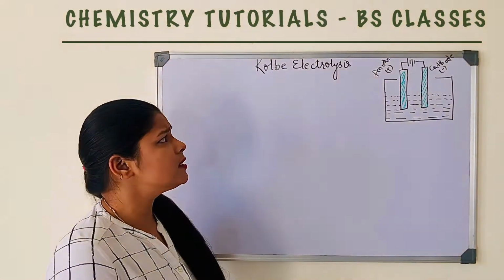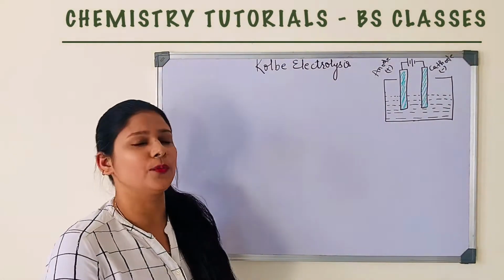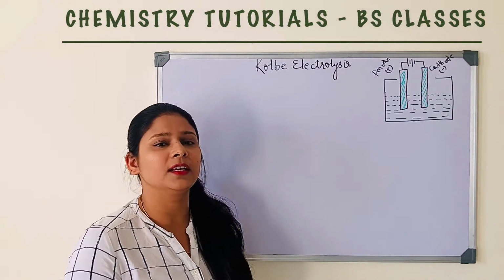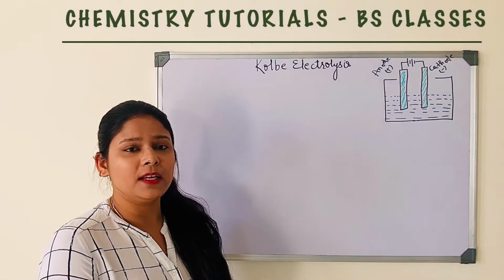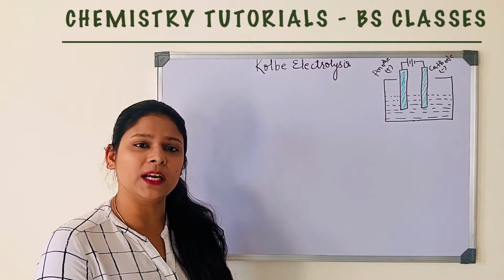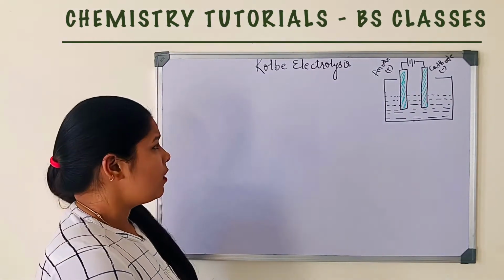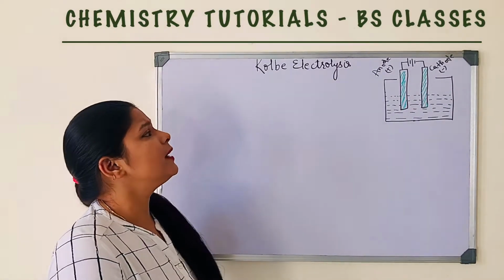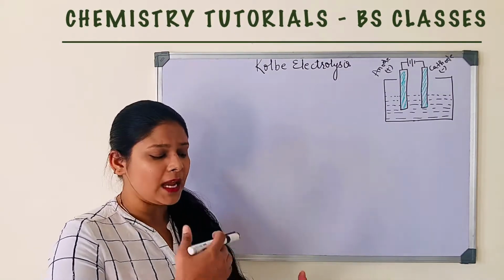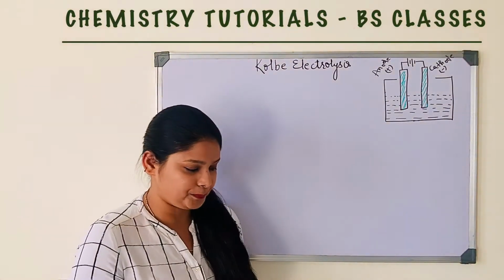Kolbe electrolysis is the method which is used to prepare some alkane, or you can say hydrocarbon, by the electrolysis of aqueous solution of sodium or potassium salt of a suitable acid. Or in short, you can say that Kolbe electrolysis is used for the preparation of alkane from the salt of acid.